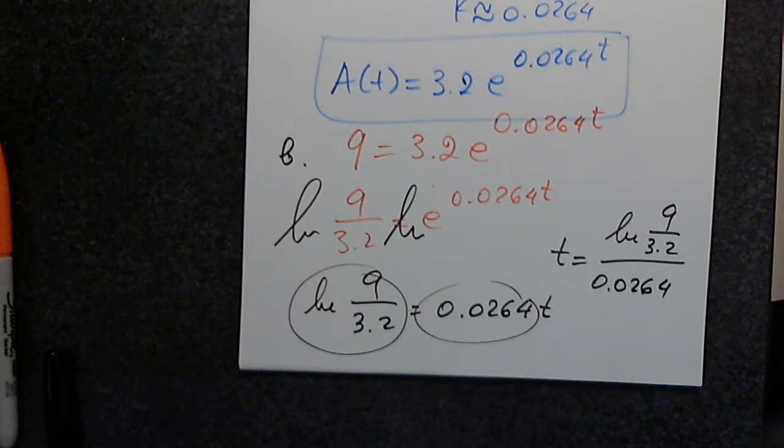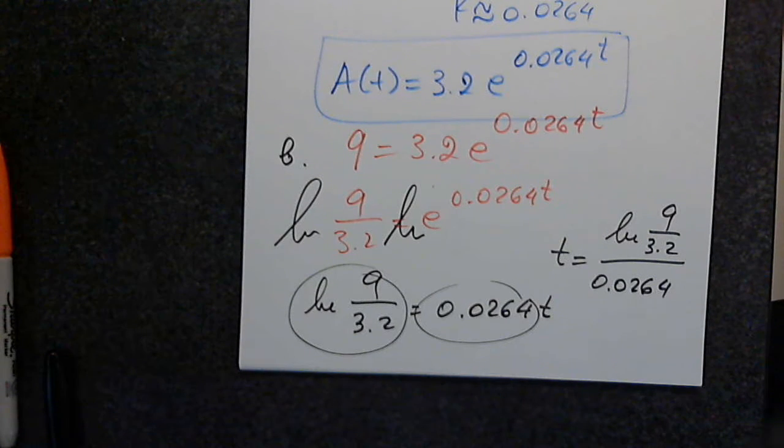So let's put it in. Any questions? Okay. So then we have natural log, in parentheses, 9 divided by 3.2. Close the parenthesis and divide. And I'm going to divide by the previous answer because I don't want to put it in. And it's right there. Okay, so 39.